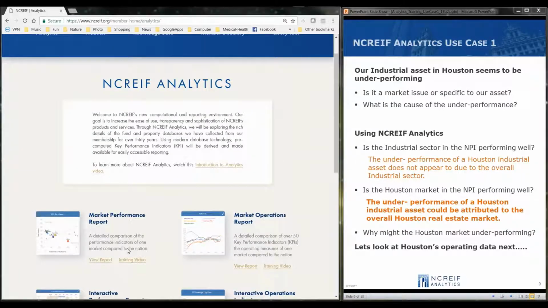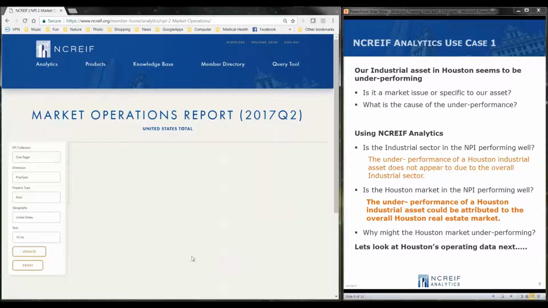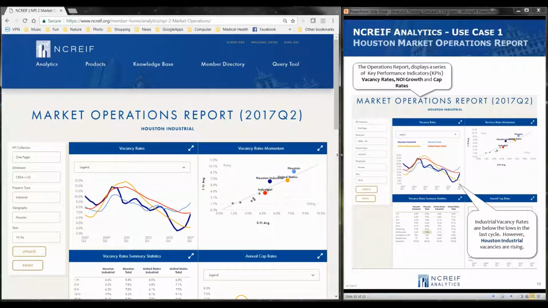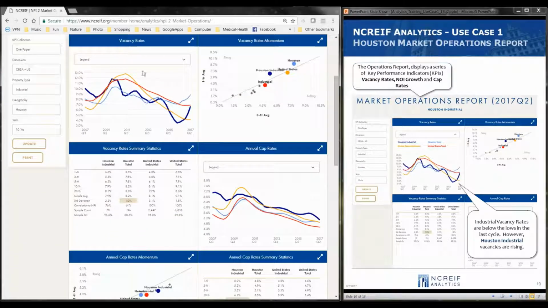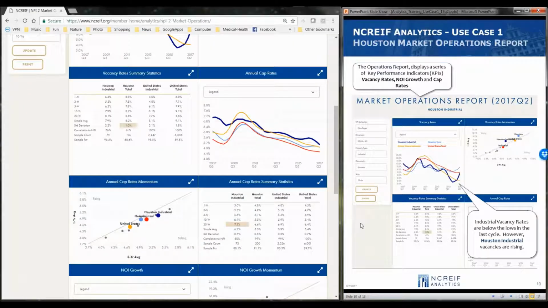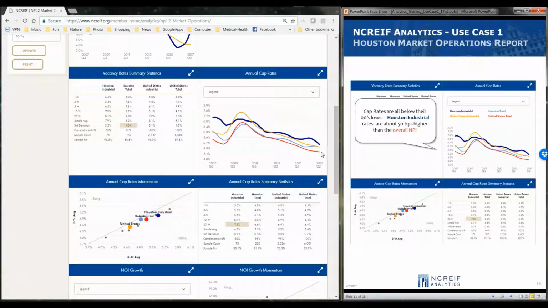Let's open the Market Operations Report for Houston Industrial. This report displays a series of key performance indicators, or KPIs, constructed from the property cash flows NCREIF collects quarterly. In this 10-year view, we can see Houston industrial vacancy rates are below the lows in the last cycle. However, they have been rising over the past year. Scrolling to the cap rates, we can see that Houston's industrial cap rates are about 50 basis points higher than the US, a lower spread than in 2007, when Houston's vacancy rates were higher.